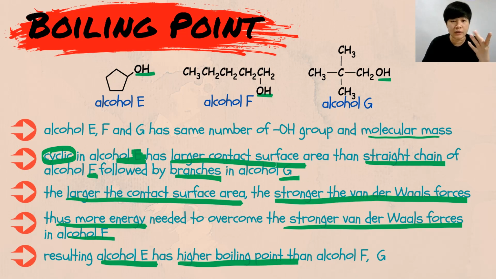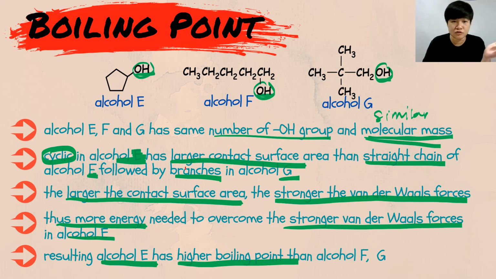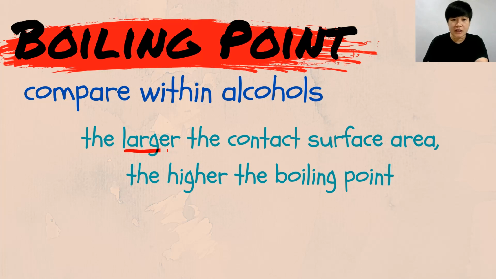So we have three factors here, and in this example we discuss the last factor, because the number of OH groups is the same and the molecular mass is also very similar. So we cannot use the number of OH groups and the molecular mass to differentiate them. Straight away, we jump into larger contact surface area. We discuss the contact surface area in different shapes: cyclic, straight chain, and branched compounds. Simple, easy. As a conclusion, the larger the contact surface area, the higher the boiling point.